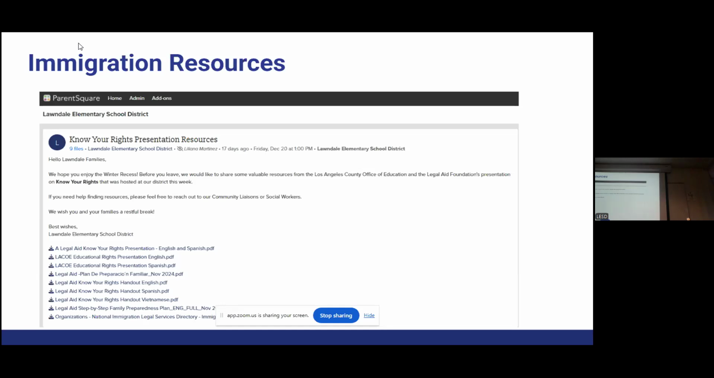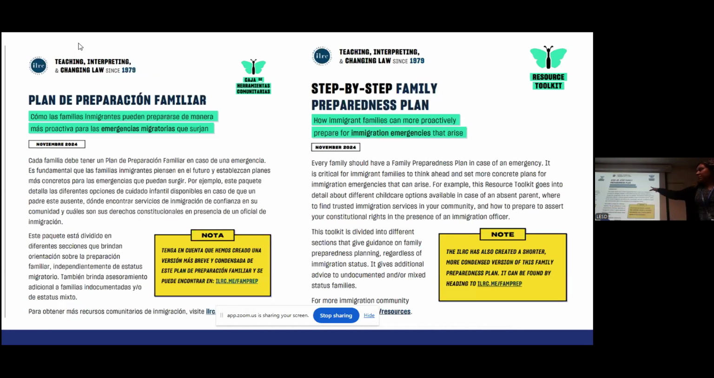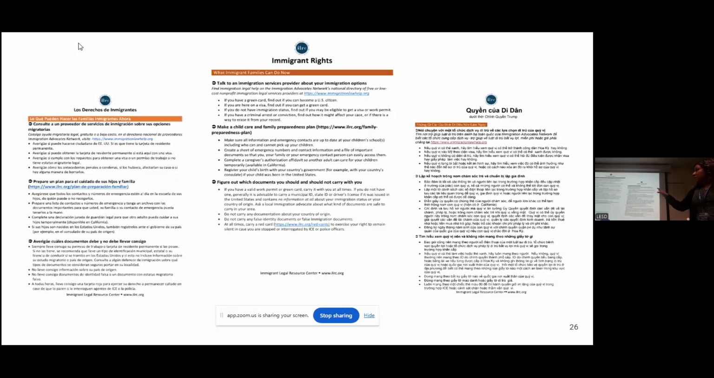Okay. And there's a couple more things we did want to mention that we did not discuss during the presentation. So this is the plan that I mentioned that we have. We encourage you to review it. It has really great information. And then these are the immigrant rights tips and things that you should know. We have them right here and we'll pass them out.